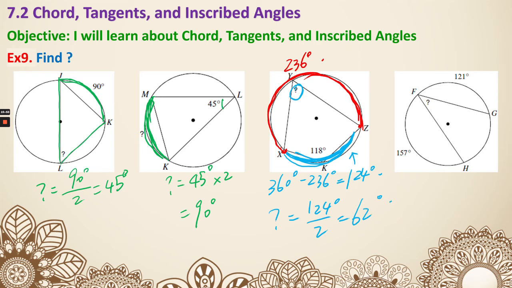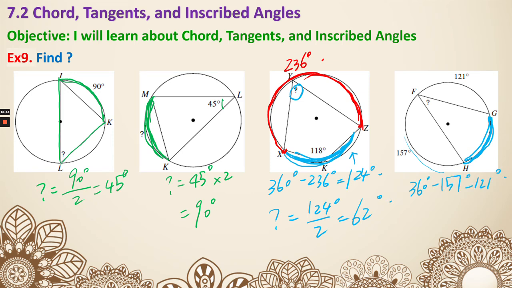The last one in this example, the question mark we can see is facing this part of the arc. And if you didn't notice, all the other parts of the arc are given, so that means we can find the arc. The arc is going to be 360 degrees minus 157 minus 121.